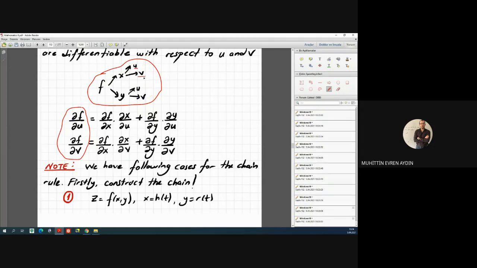Let's look at this diagram. If you want to take derivatives of f with respect to u, you have to include the variables x and y, because both depend on the variable u. What I am trying to say is that when you take the derivative of f with respect to u, you have to apply this rule, and symmetrically with respect to v, you have to perform this.